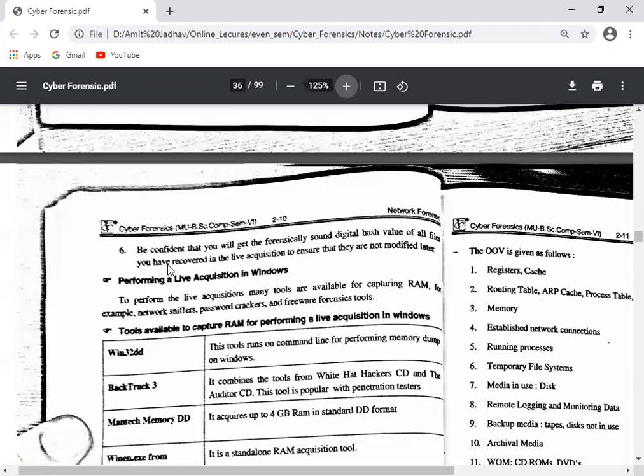The next step is to be confident that you get a forensically sound digital hash value of all the files you have recovered in the live acquisition, to ensure that they are not modified later.